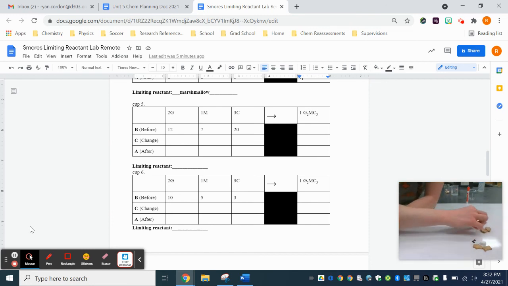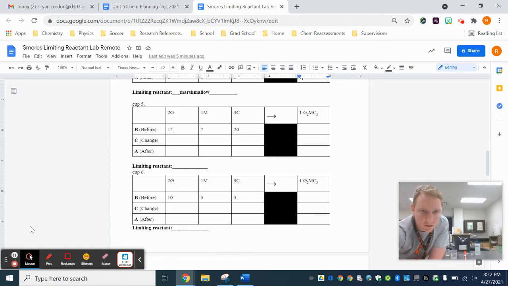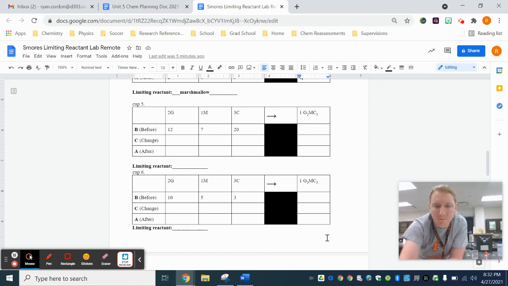We had 2, 4, 6, 8 graham crackers left and 4 marshmallows left. So again, in cup 6, our afters were 8 graham crackers, 4 marshmallows left, 0 chocolate chips left, and we made 1 s'more. So hopefully that helps you visualize how to determine what reactant is going to run out. Because again, we are no longer going to be telling you which one's going to run out. You're going to have to think it through.